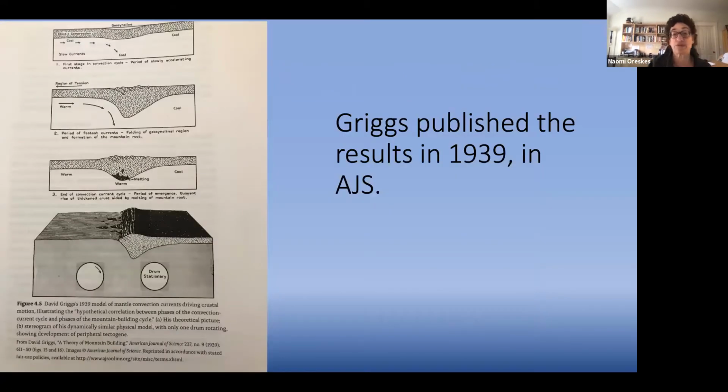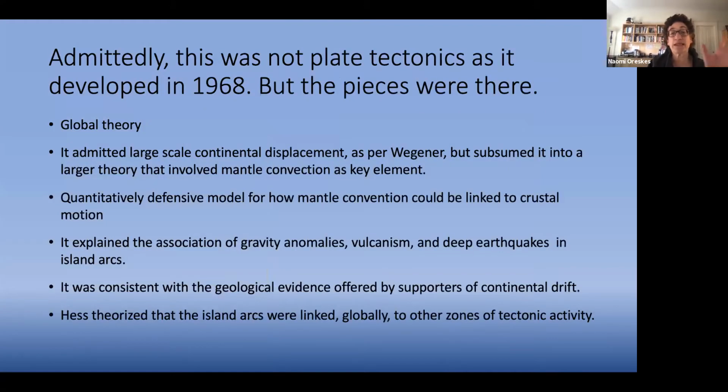And then Griggs publishes these results in 1939 in the American Journal of Science. Now, admittedly, this was not plate tectonics exactly as it developed in 1968, but we can see that it's awfully close and that all of the major pieces are there. It's a global theory. It involves large-scale continental displacements as per Wegener, but it subsumes it into a bigger theory that involves mantle convection. It's quantitatively defensible. It explains the association of gravity anomalies, volcanism, and deep earthquakes. It's consistent with the geological evidence that had already been offered by supporters of continental drift. And Hess is theorizing that the island arcs, where these relationships have now been documented, are linked globally to other zones of tectonic activity.